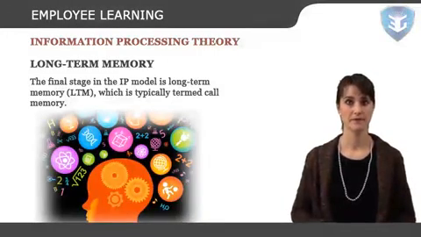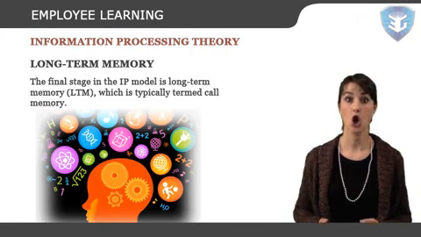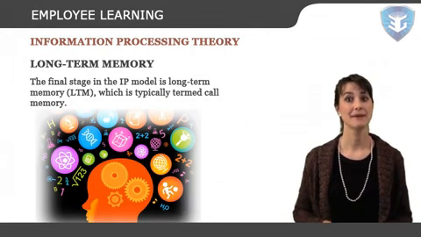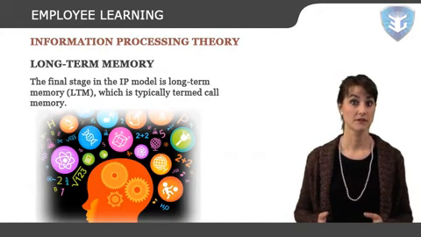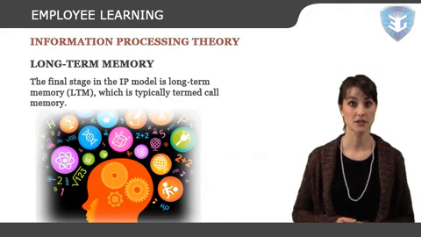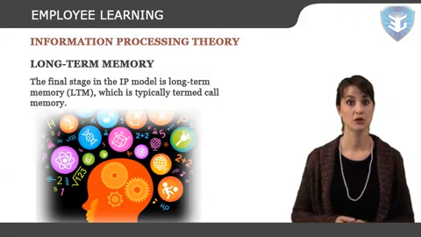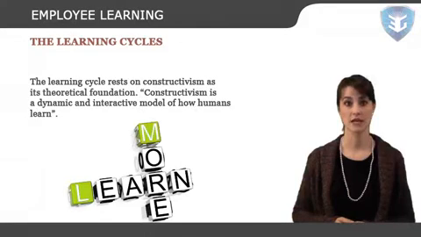long-term memory. The final stage in the IP model is long-term memory, LTM, which is typically termed core memory. LTM is everything one knows and knows how to do. For most cognitive psychologists, the world of LTM can be categorized as one of three types of memory: declarative, procedural, or episodic. Let's now discuss the learning cycles.